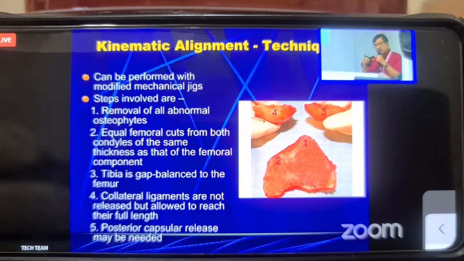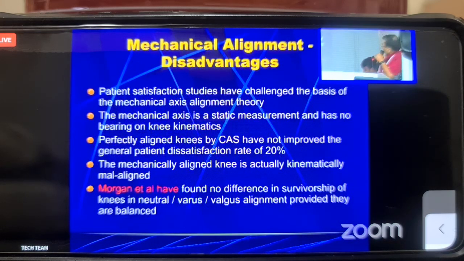So that's where Howell says that, the classic statement of Insall was that knee replacement is a soft tissue surgery. And Howell says exactly the opposite. This is not a soft tissue surgery. This is a bony surgery. So that's how you can still do this mechanically. Now, what are the mechanical advantages? What's the disadvantage? The patient satisfaction has been challenged.